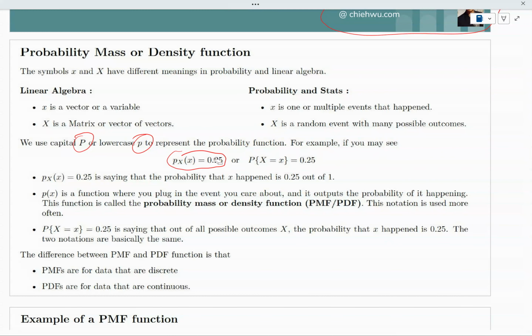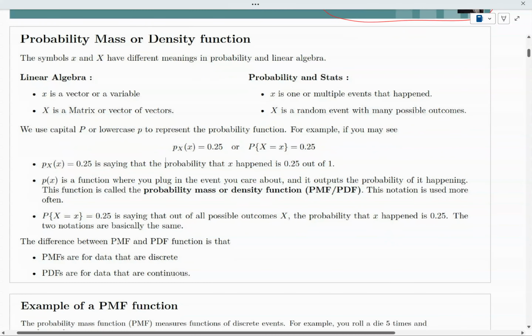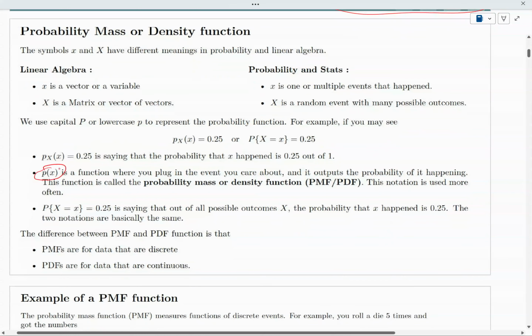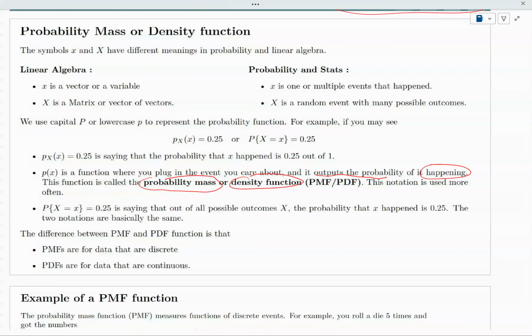Okay, so P of x is essentially, you can picture that as a function where you simply plug in the event you care about. So, what is the event you care about? And it outputs the probability of that event happening. This function is called the probability mass or probability density function. Depending on the context, it could be probability mass or probability density.